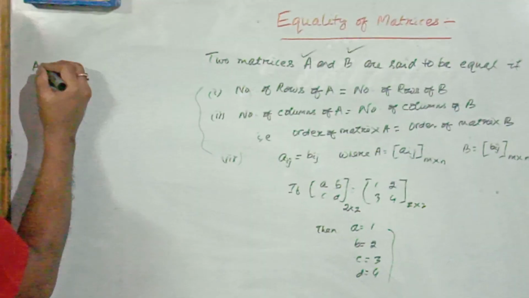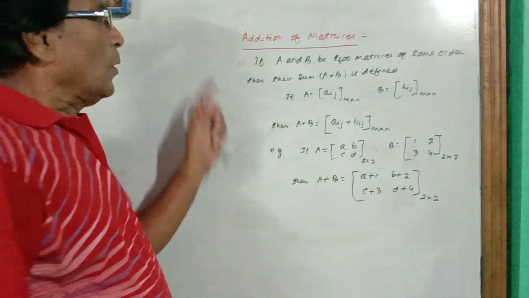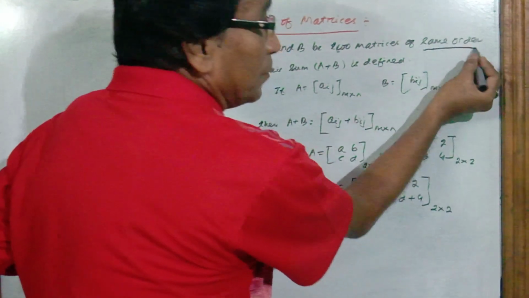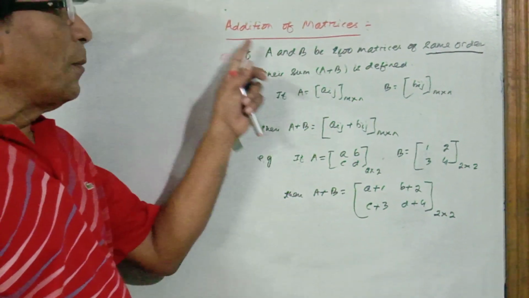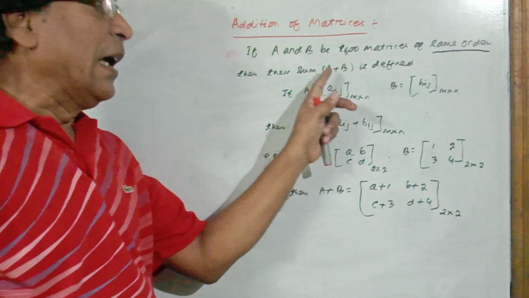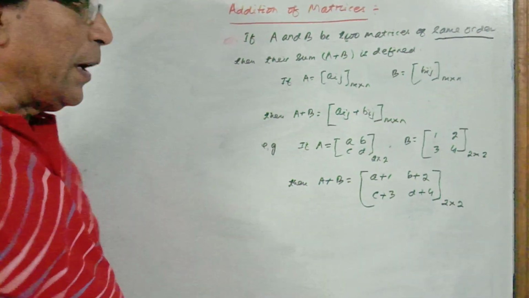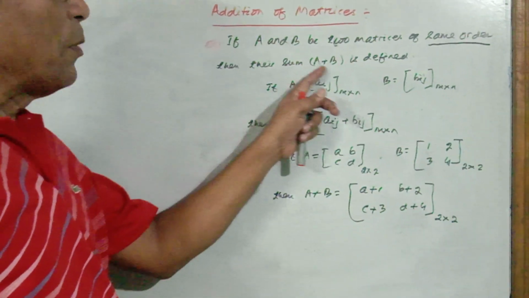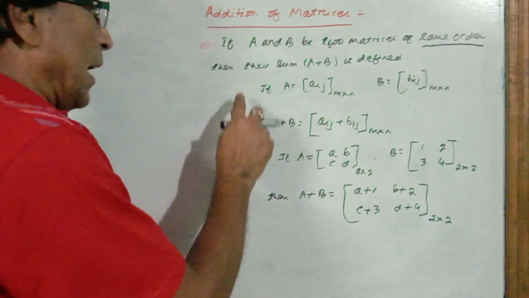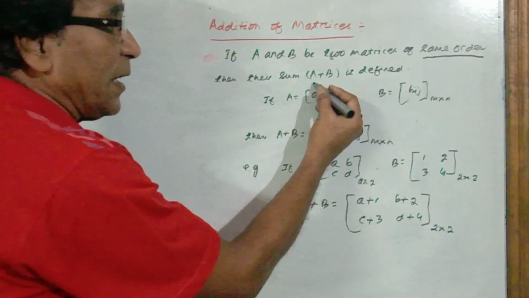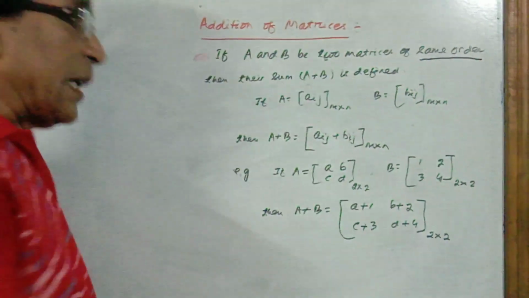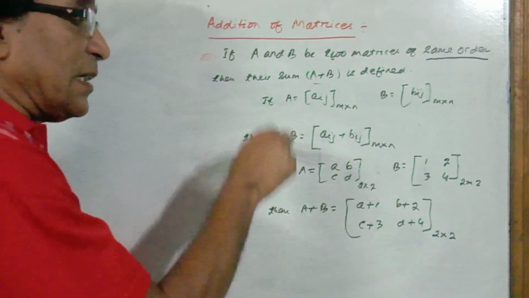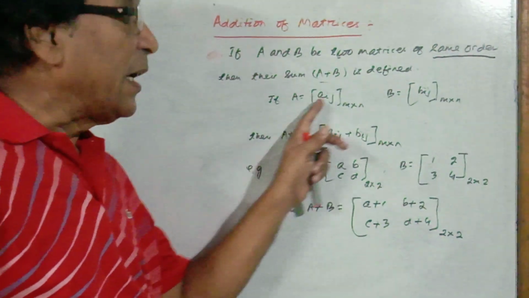So next is addition of matrices. If A and B are two matrices of the same order, then the sum of these two matrices will be A plus B. It will be defined only when A and B matrices are of the same order. Then only A plus B is defined. And the resultant matrix A plus B is of the same order m cross n, and each element of A plus B is the sum of the corresponding elements of A and B.